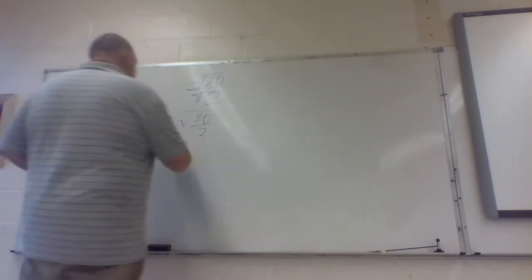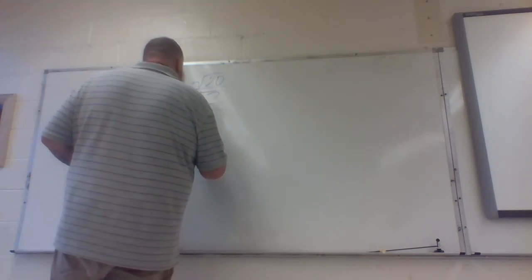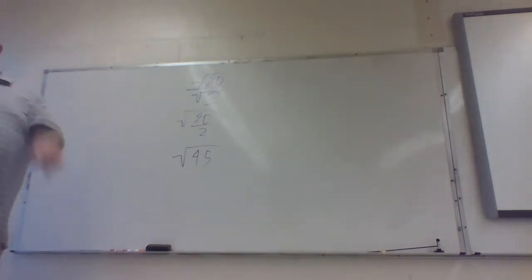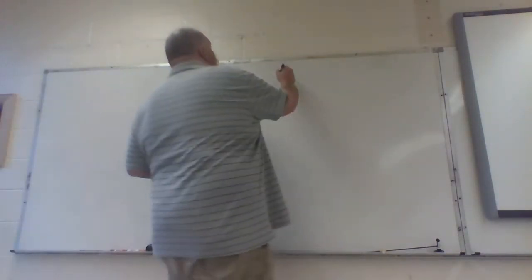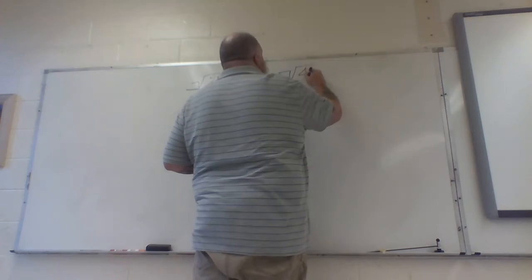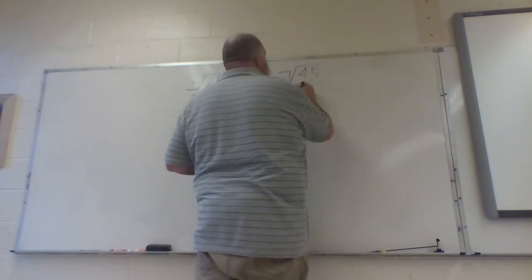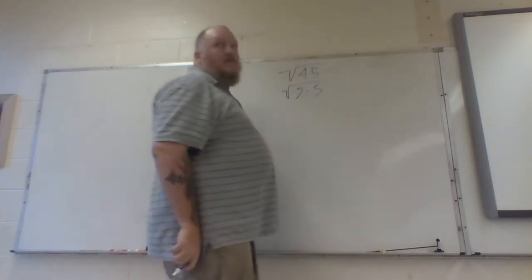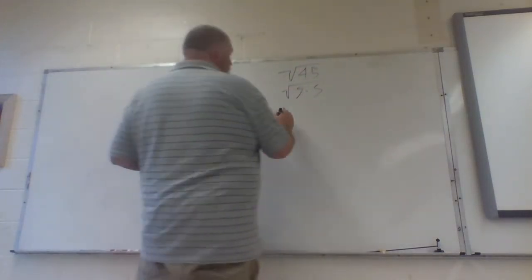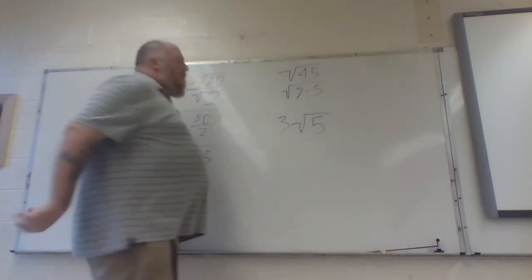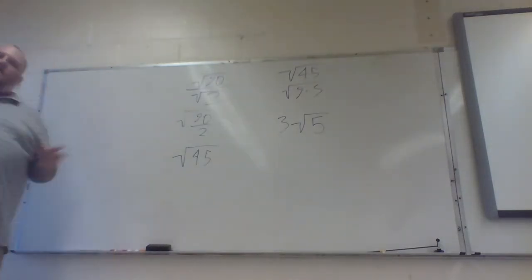All right, that comes out to 45. Now, can 45 be simplified? Square root of 45. What we can do is change that into the square root of 9 times 5. Right? So, square root of 9 is 3. So our final answer is 3 times square root of 5. Everybody understand how we got there?